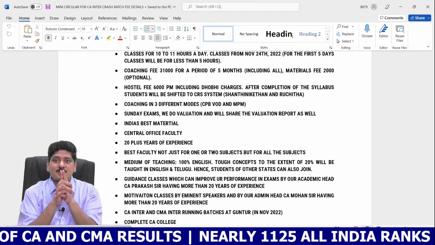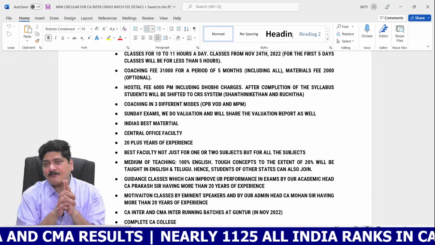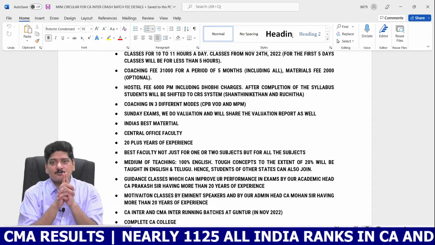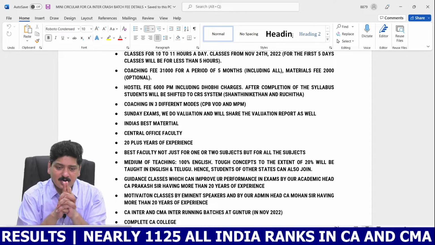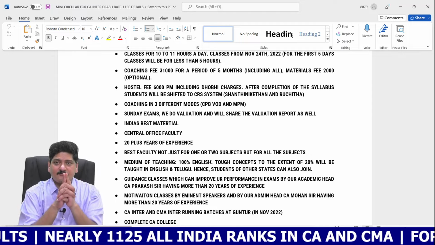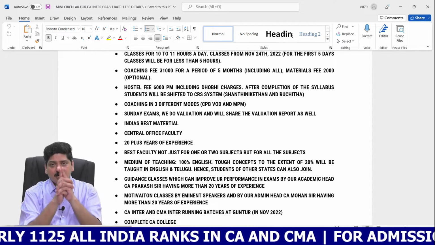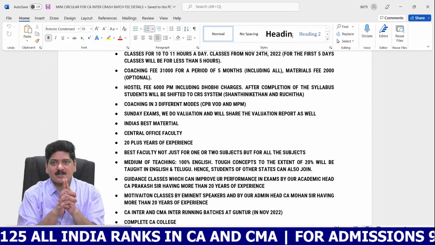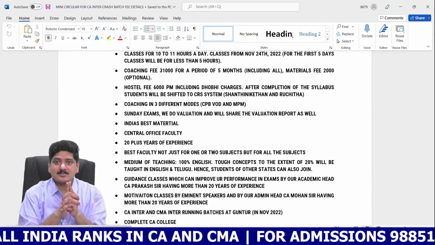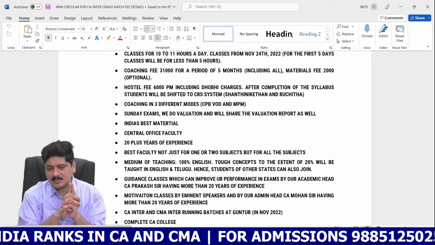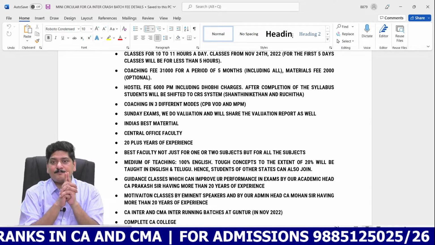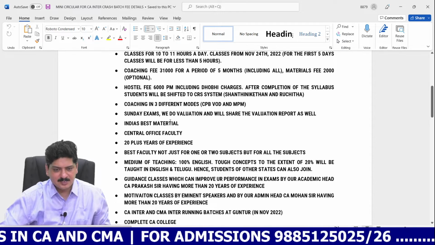That's nothing but specialization. And our faculty will be best not for just one or two subjects. For all the subjects, our faculty will be the best. See, it may happen with some coaching centers that at max one or two subject faculty may be best, but the case is totally different in case of Masterminds. Our entire team is the best.